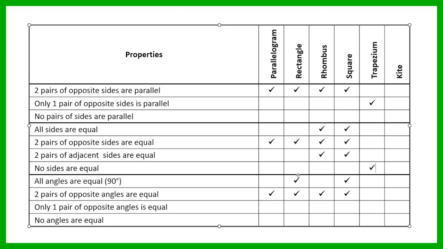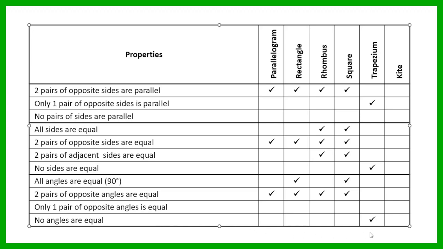So over here, I can say no sides equal. It's not a requirement for it to be classified as a trapezium. And then in terms of our angles, the same thing. You can have some angles that are equal to each other, but it's not a requirement.